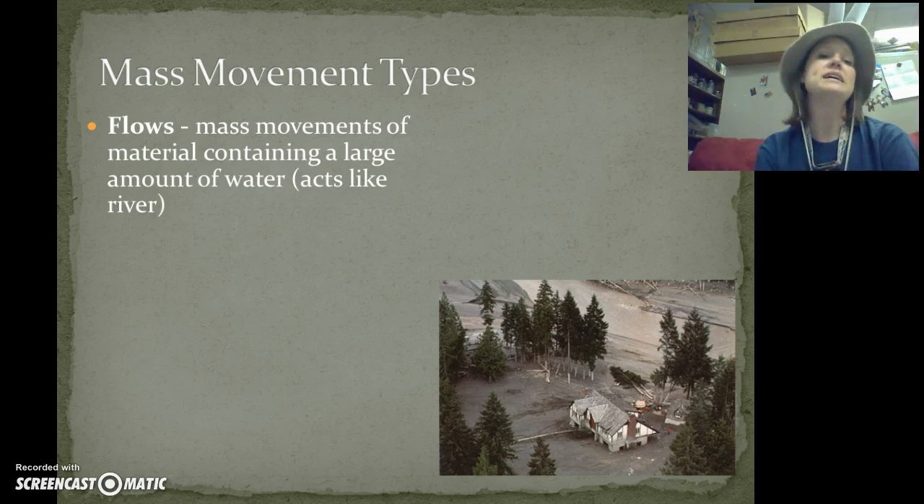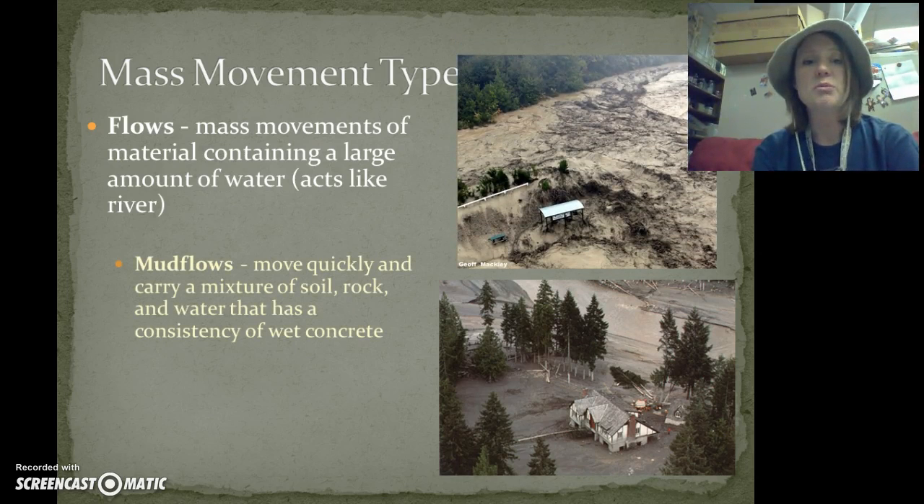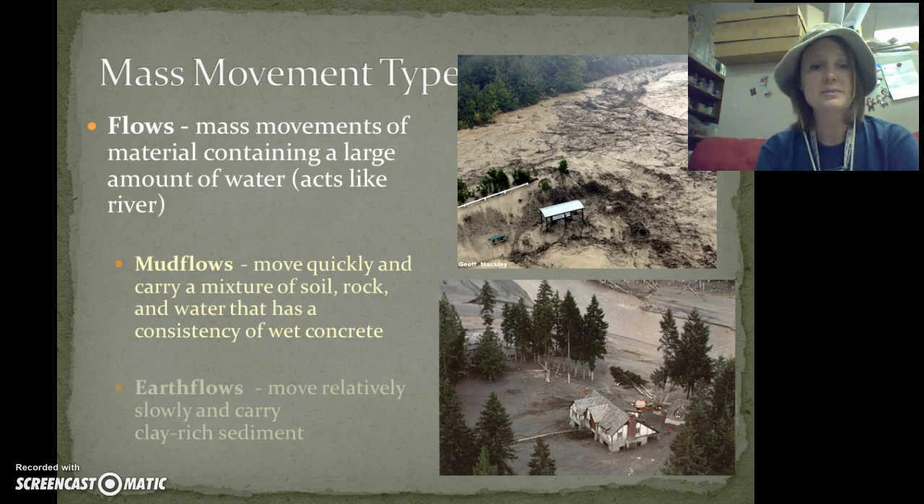All right, a flow can be mud or it can be rocks, but basically if you have a lot of material that contains water, the water is going to pick up that sediment and it's going to flow just like a river. So mud flows are very fast. They can carry rocks, soil, water. It's almost like wet concrete, and then when it stops flowing, it hardens.